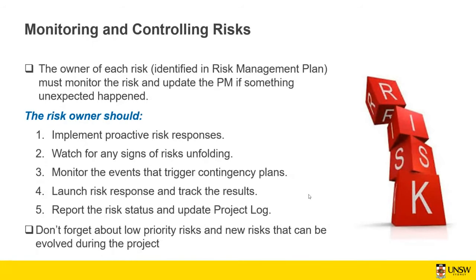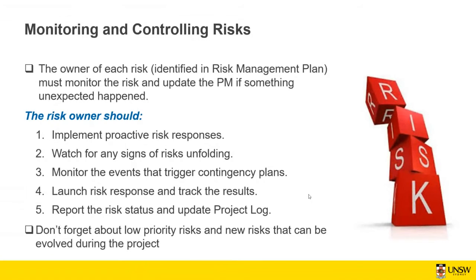So the risk owner should implement proactive risk response. They know the risk, they know that it's something that might happen, so they need to be proactive and have some solutions in their pocket to use when this risk happens. They also need to watch for any signs of risk unfolding, so they can see that these circumstances may end up triggering that risk. That's something they need to keep an eye on, and monitor the events that trigger the contingency plans.